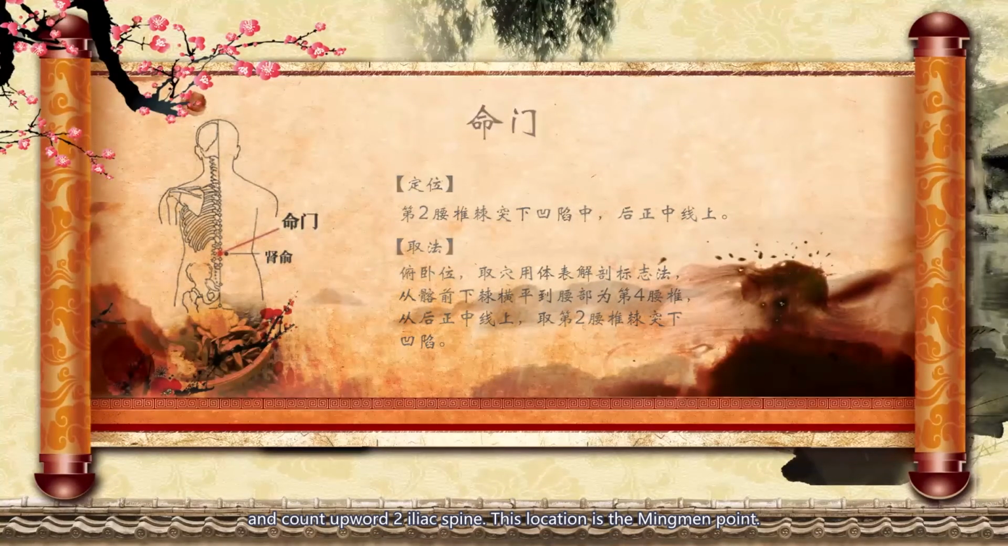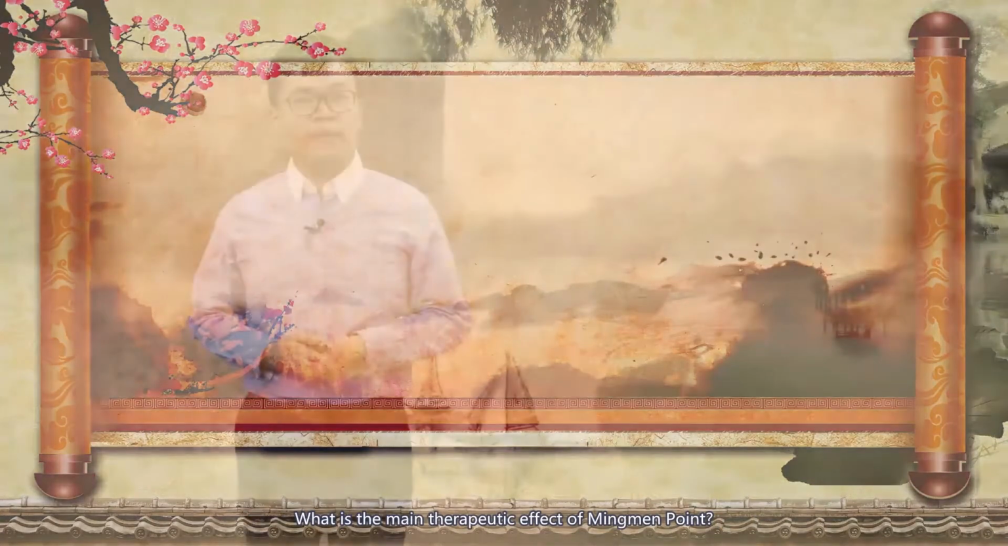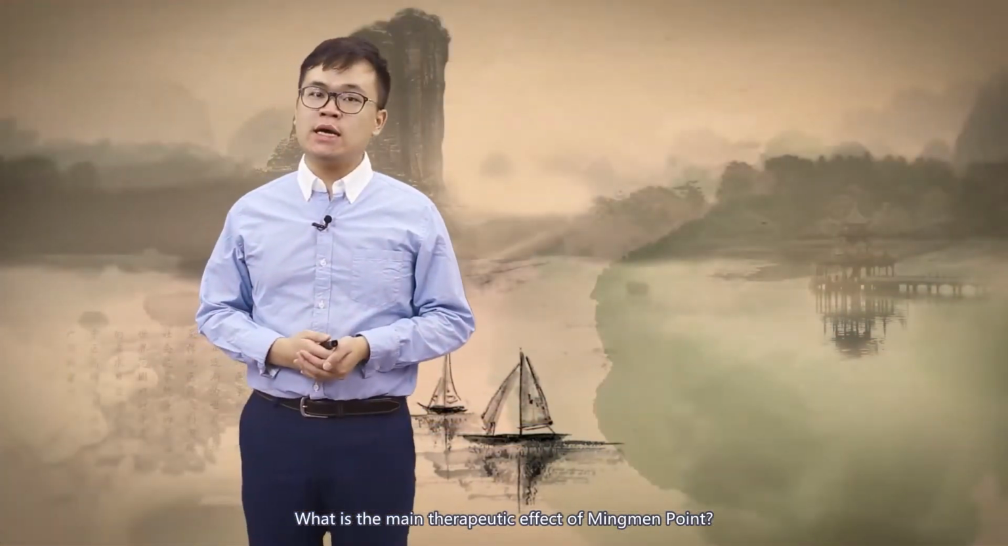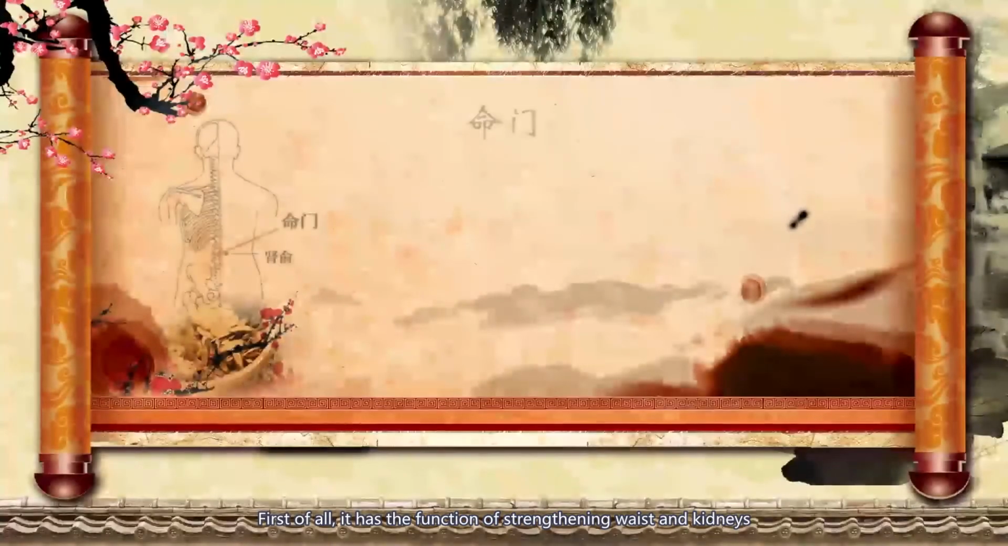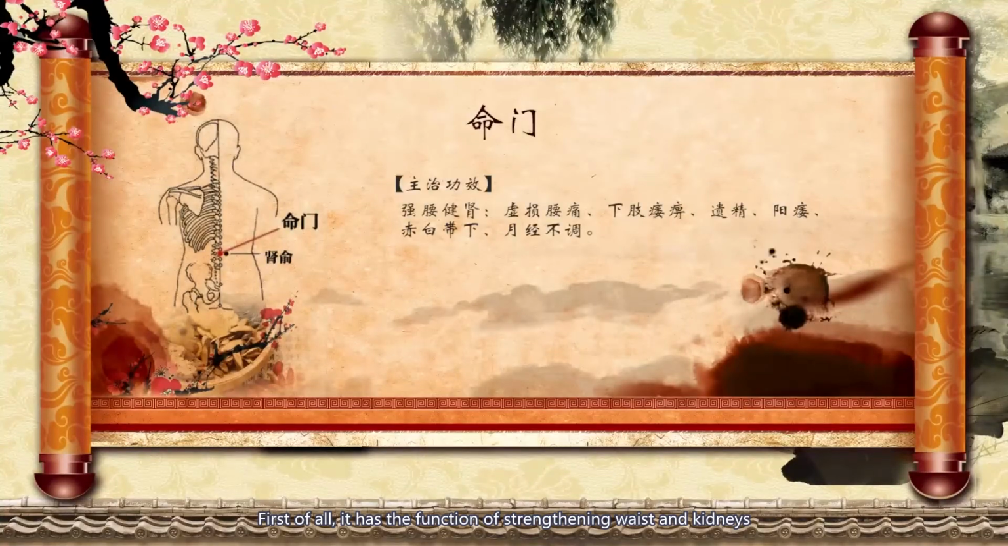This location is the Mingmen point. What is the main therapeutic effect of the Mingmen point? It includes 3 aspects. First of all, it has the function of strengthening the waist and kidney.